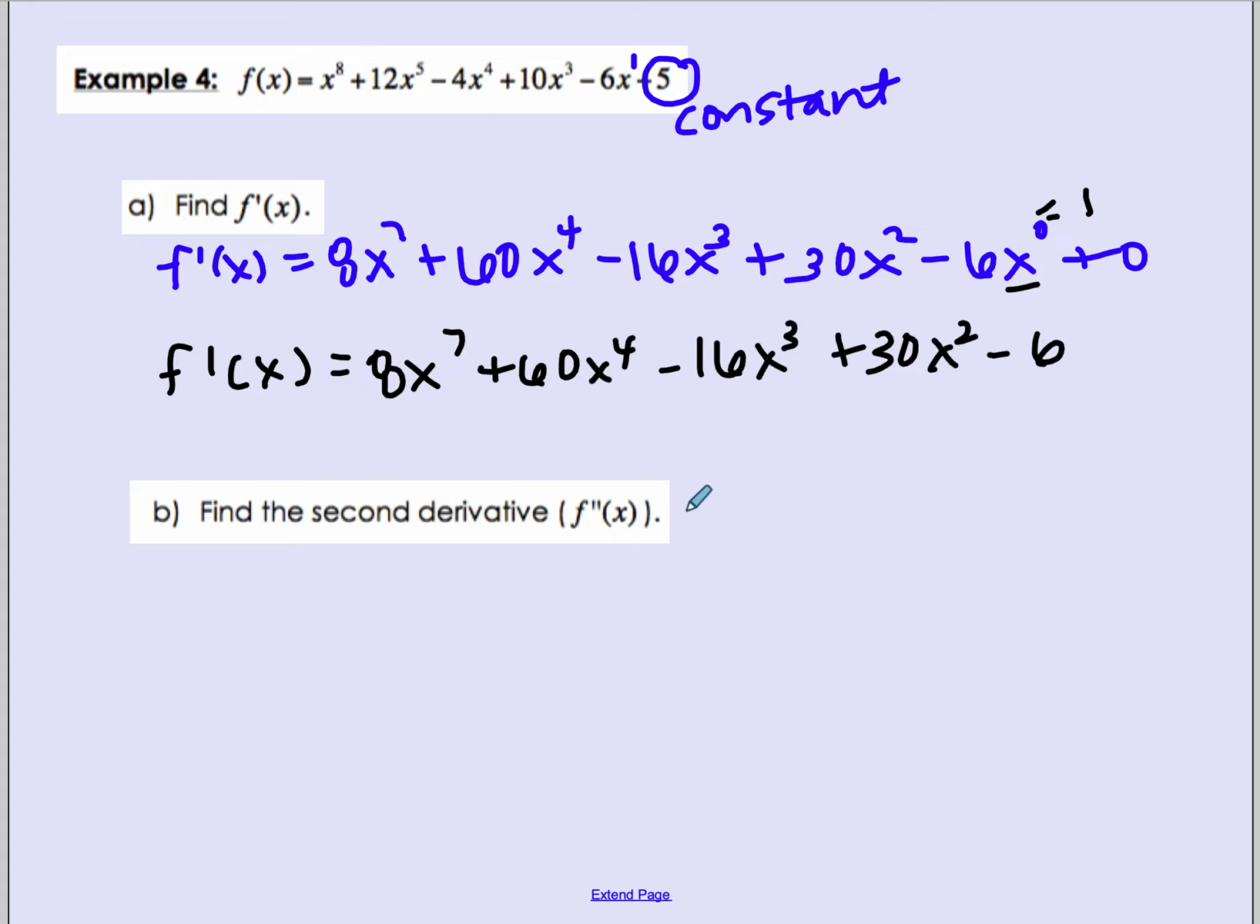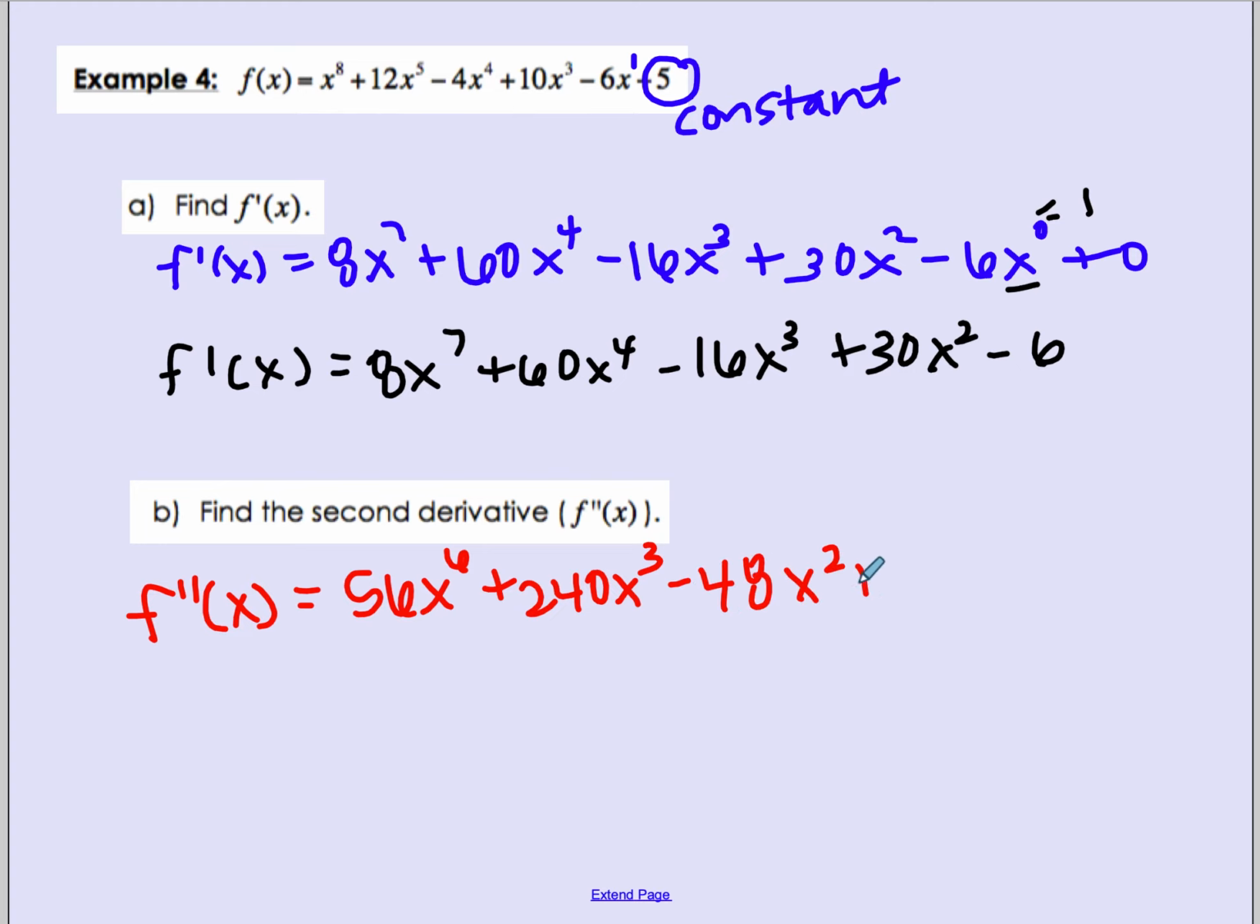Part B then tells me to find f double prime, which says the second derivative. So in order to find my second derivative, I would take my first derivative and just do the derivative again. So I'm going to take the derivative of this guy, and then my notation is f double prime of x. So I would have 8 times 7 is 56. X to the 7 minus 1, so 6. Plus 60 times 4 would be 240. X to the third minus 16 times 3, 48, x squared, plus, bring down my 2.